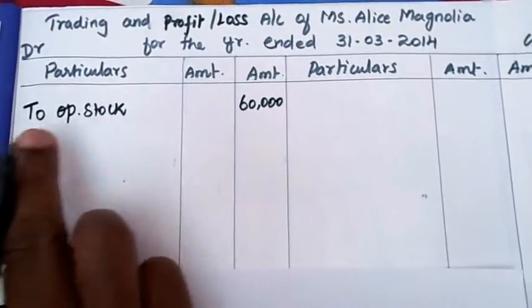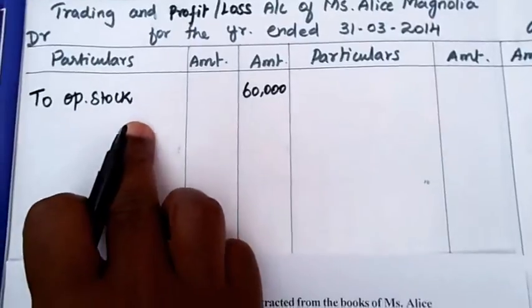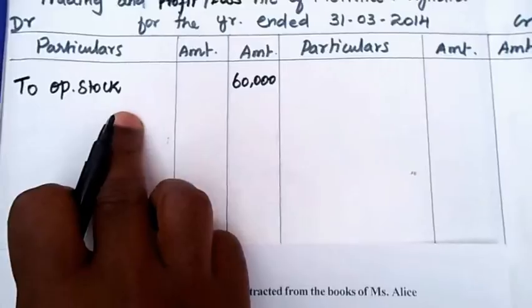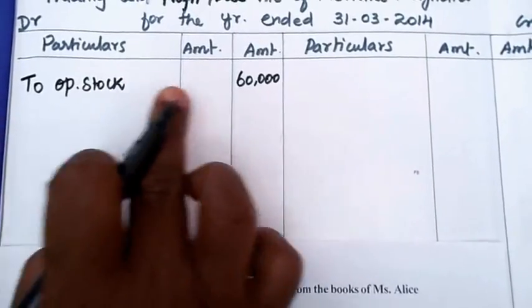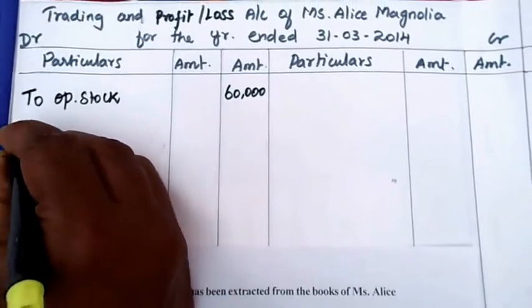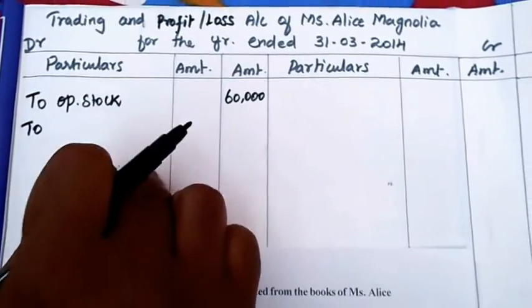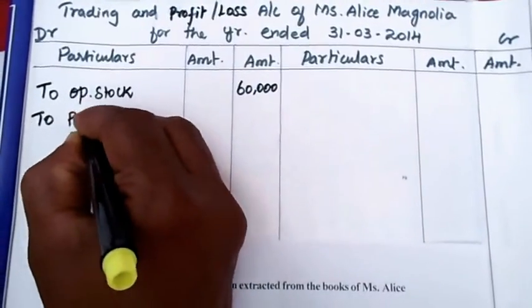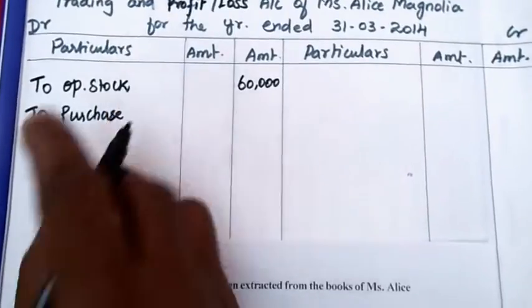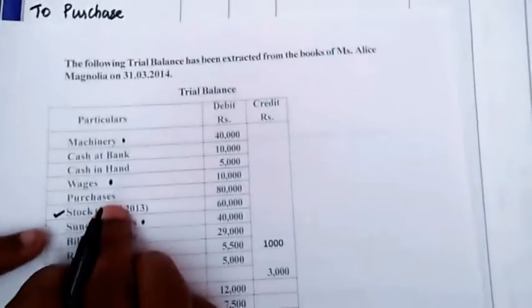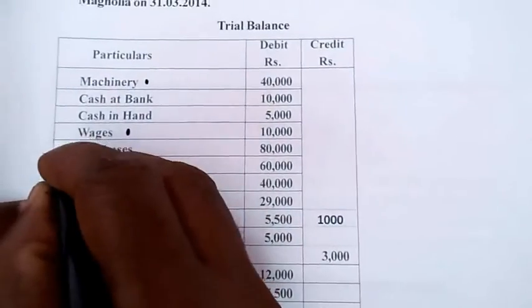Then see, the last year closing stock will be current year opening stock. So current year closing stock will be opening stock for the next year. So you have to start with opening stock in the trading account. And after entering this, the second one is if you made any additional purchase during the year, that will be recorded along with the opening stock. The next item will be purchase. That is additional stock purchased during this year. Purchase is there, no? How much? 80,000. Enter on the debit side of trading account.